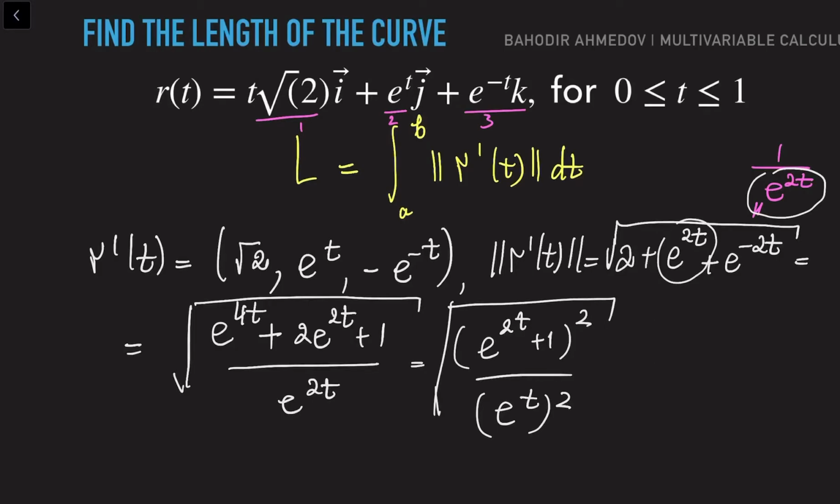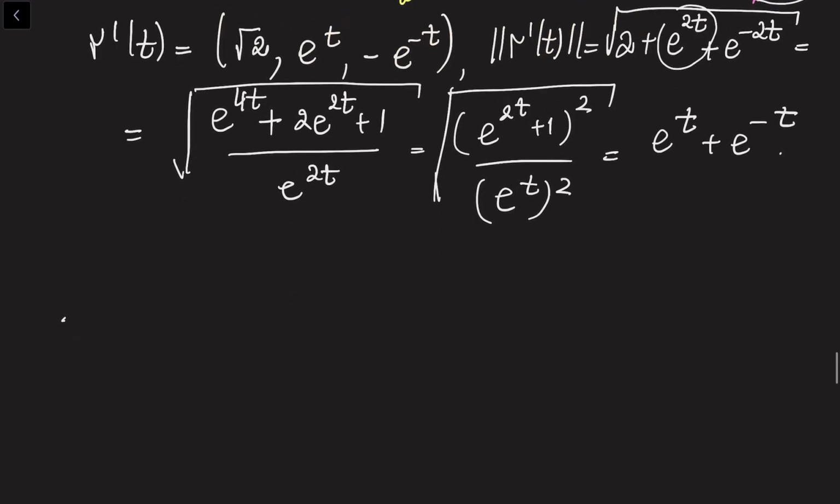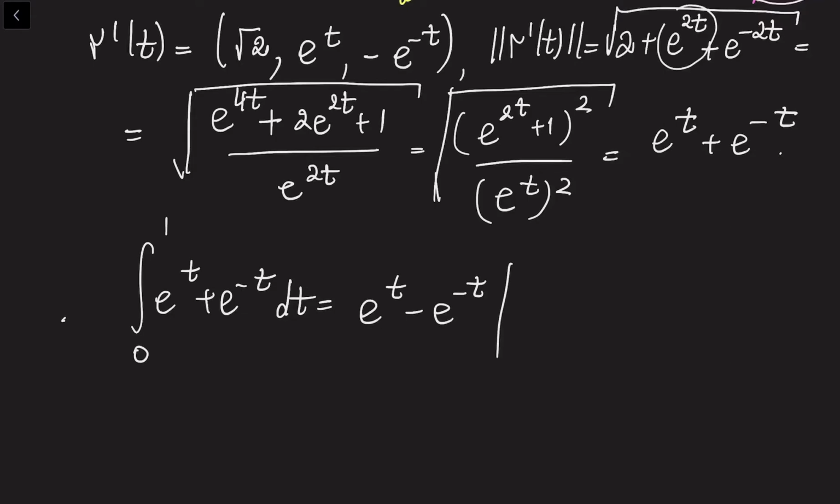From the square root, it is going to be equal to e to the power of 2t plus 1 divided by e to the power of t. It's going to be e to the power of t plus e to the power of minus t. Good. So we just need to integrate this function with respect to t from 0 to 1. So a in our case is 0 and b in our case is 1. So we are going to integrate e to the power of t plus e to the power of minus t from 0 to 1 with respect to t. Its integration is going to be e to the power of t minus e to the power of minus t from 0 to 1.